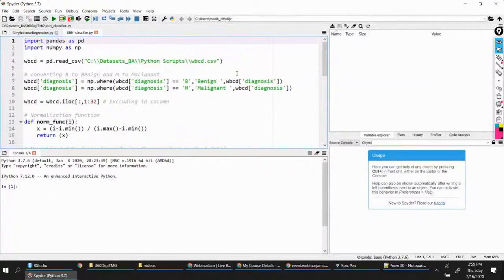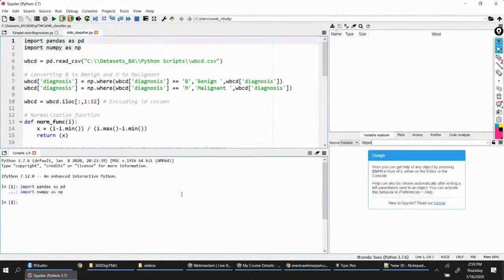It's a health related data set, health, life sciences, healthcare, WBCD, which is basically talking about benign and malignant data. So let me load the data set and then I'll show you.